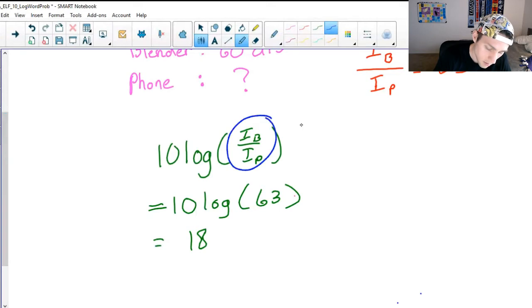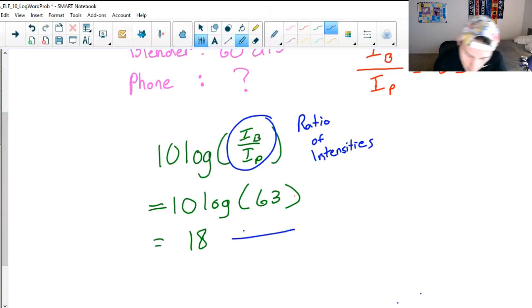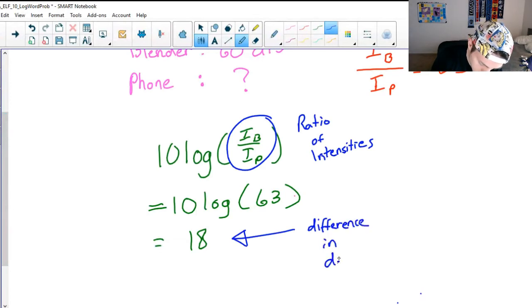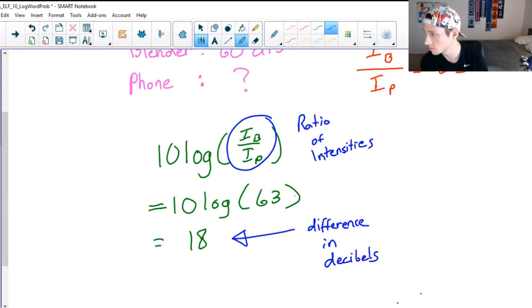Now remember, in our formula, we looked at the ratio of the intensities. So what that means is this is not my answer per se. I'm going to use it to find my answer. But this value that I get here is the difference in decibels between the two.